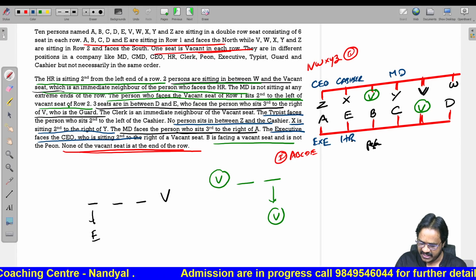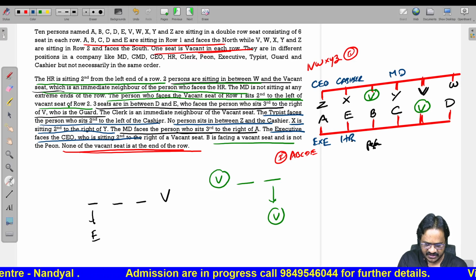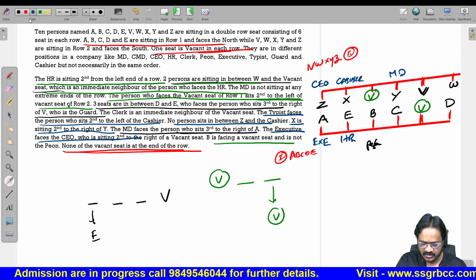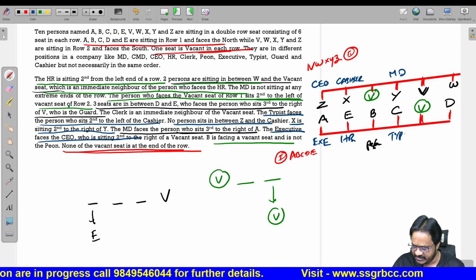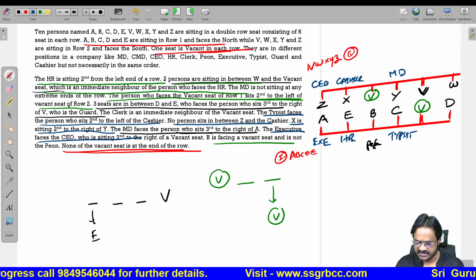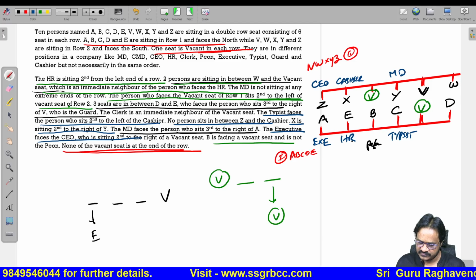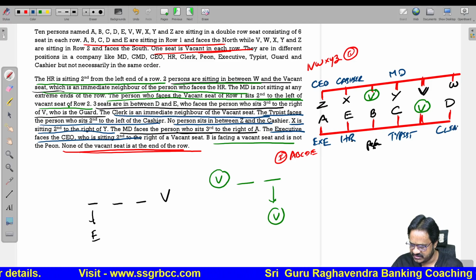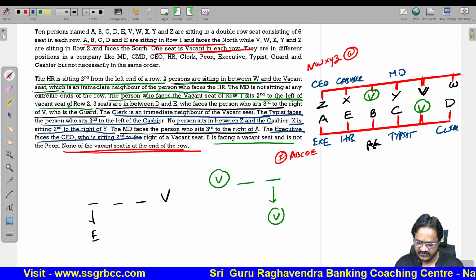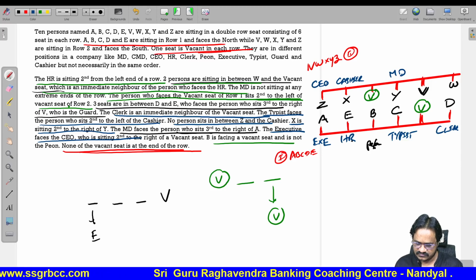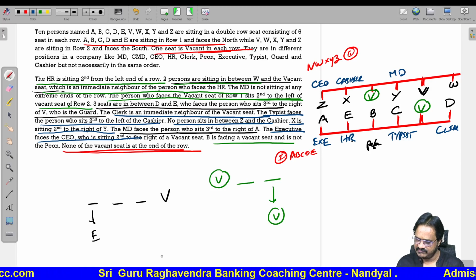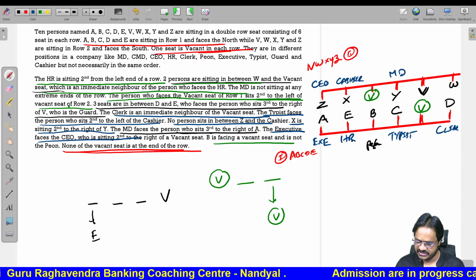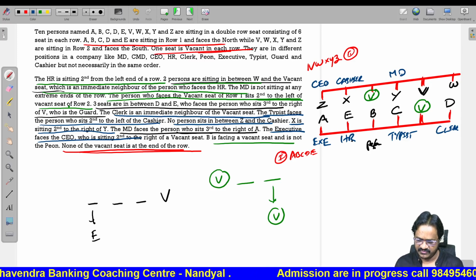Next, the typist faces the person who is second to the left of cashier. Second to the left of cashier is Y. Opposite Y we will get typist. This fellow is typist. Then, the clerk is the immediate neighbor of the vacant seat. This is clerk. Next, we are left with V, B and W. This is not a peon.